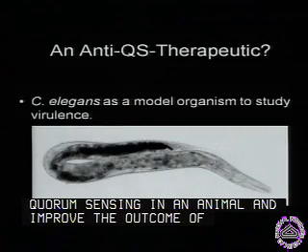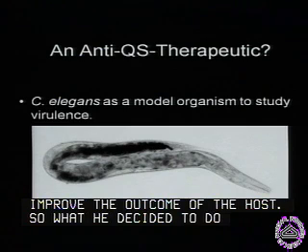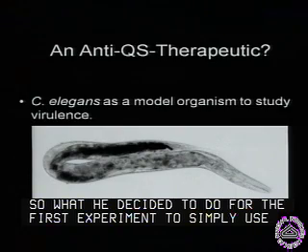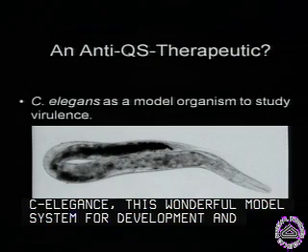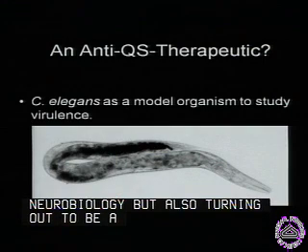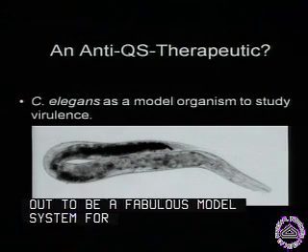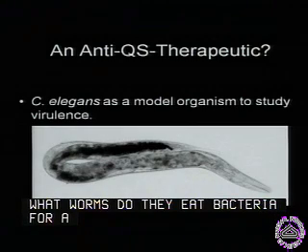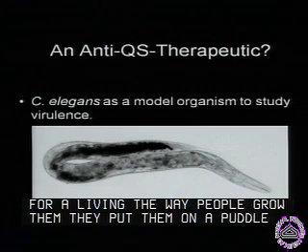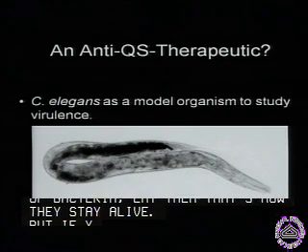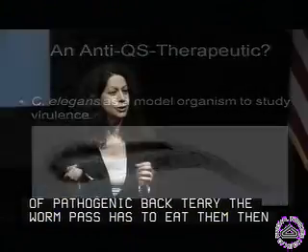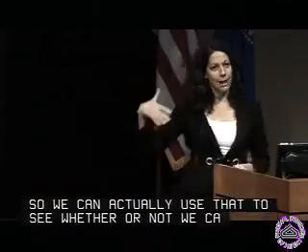And so what he decided to do for the first experiment is to simply use C. elegans. And so you guys know C. elegans is this wonderful model system for development in neurobiology, but it's also turning out to be a fabulous model system for pathogenesis. Because what worms do is that they eat bacteria for a living, and so the way people grow them is they simply put the worms on a puddle of bacteria and they eat them, and that's how they stay alive. But if you put them on a puddle of a pathogenic bacteria, the worms have to eat them, but then the worms get an infection and they get killed.